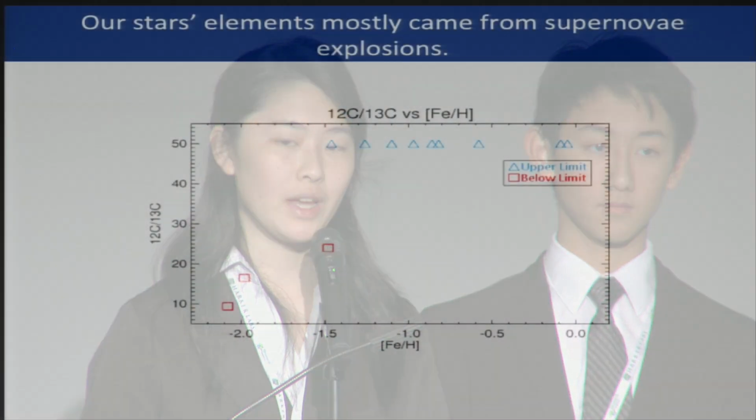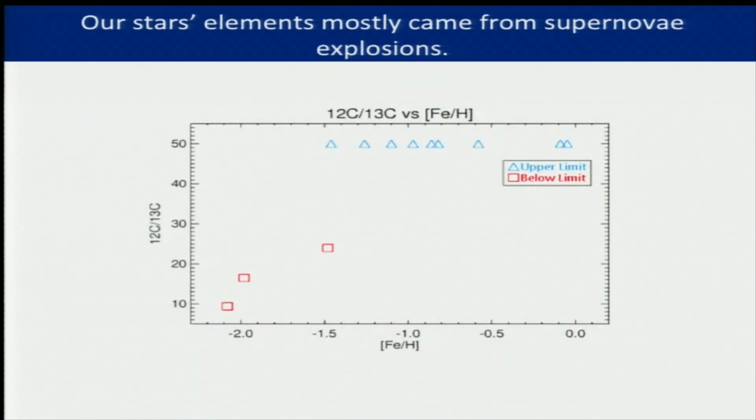Shown here are our carbon isotope ratios. Carbon has two stable isotopes, carbon-12 and carbon-13, so we measured the ratio of carbon-12 to carbon-13. As you can see in this graph, a lot of our stars hit the upper limit of 50. The reason we have an upper limit of 50 is that above 50, it's really difficult to differentiate between different isotope values. Most of the stars in our sample have that upper limit of 50. And since AGB stars create both carbon-12 and carbon-13, but supernovae create only carbon-12, we conclude that these high carbon isotope ratios correspond to most of our stars coming from supernova explosions.